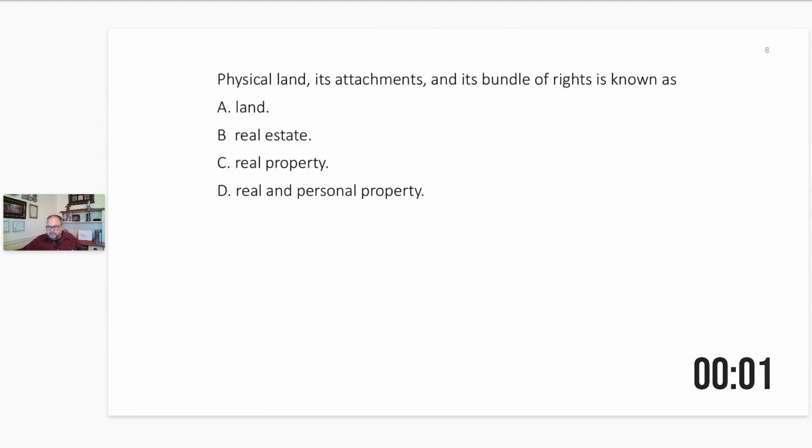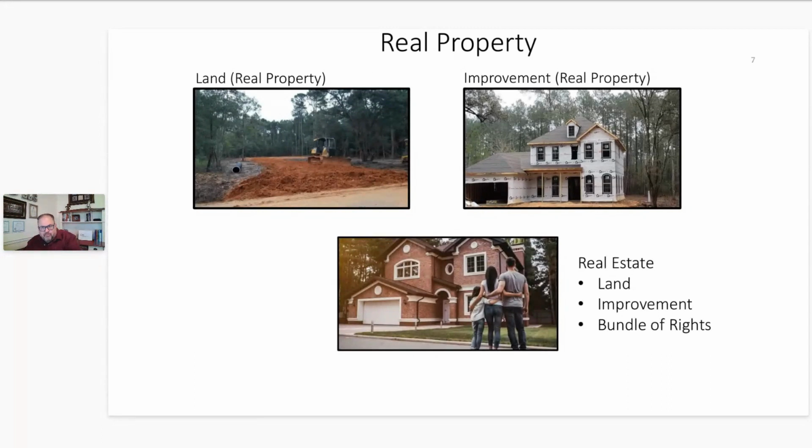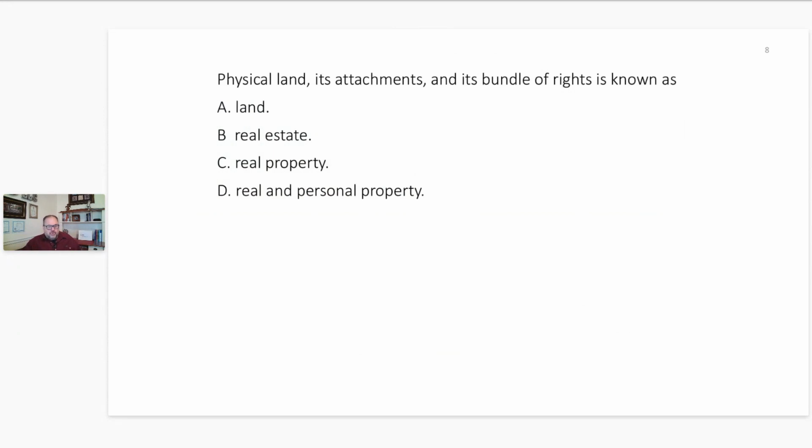What do you think? Physical land, its attachments, that's talking about the improvements, and its bundle of rights is known as what? Remember, we said land plus the improvements equals what? Real estate. Remember, when you go back here, land plus the improvement or the attachments gives you real estate. Okay. So we're looking at answer B. Bravo. Land plus the improvements gives you real estate.